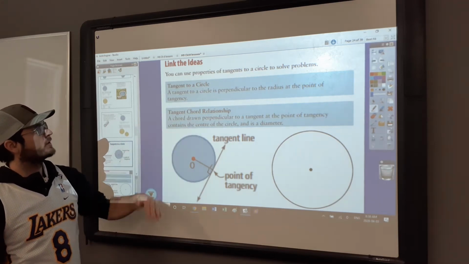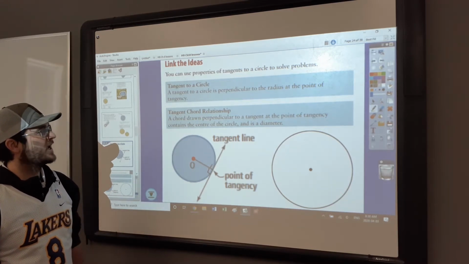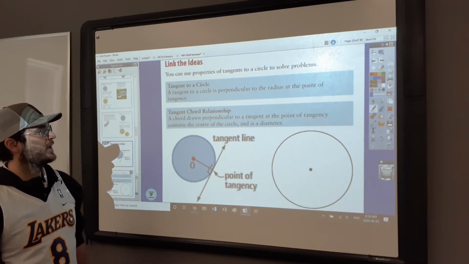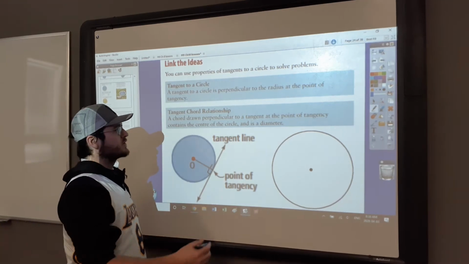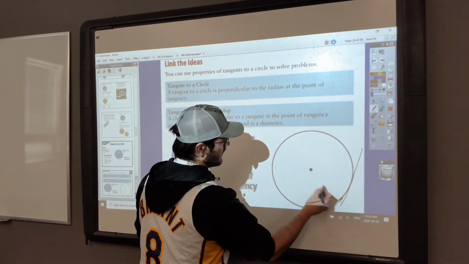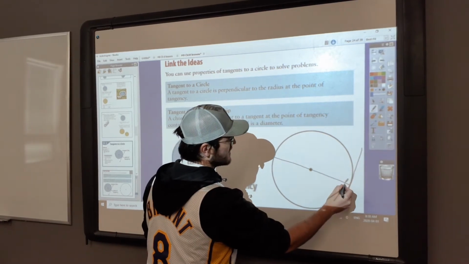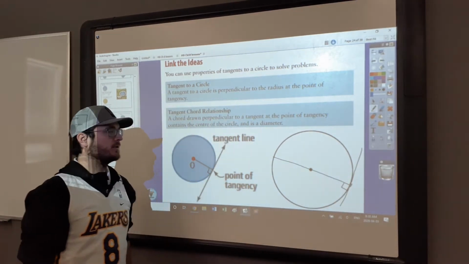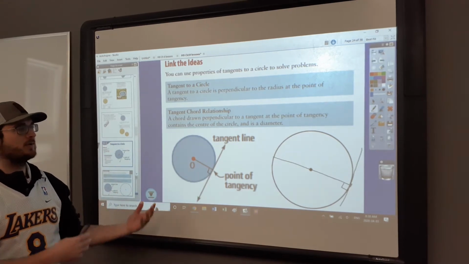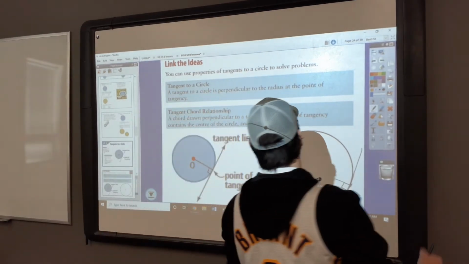The tangent chord relationship is that a chord drawn perpendicular to a tangent at the point of tangency contains the center of the circle and is the diameter. So if you draw the diameter and you cut it to the point of tangency, that means it's going to be 90 degrees. If you know that it's 90 degrees, you know that it runs through the middle of the circle. Okay, so both kind of go together in one rule.